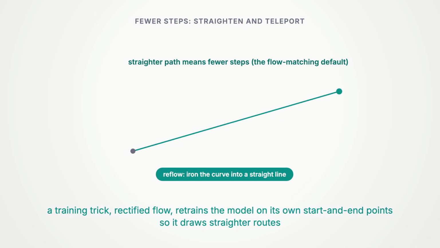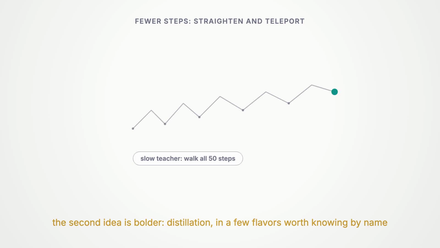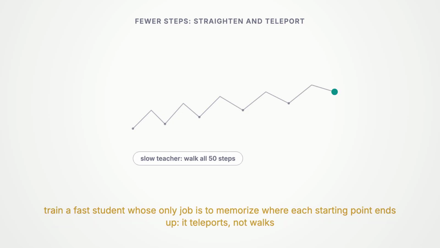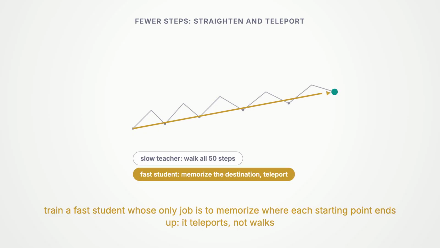The second idea is even bolder: distillation, and it comes in a few flavors worth knowing by name. Take a slow, excellent model that walks the full 50 steps, and train a fast student model whose only job is to memorize where each starting point ends up. The student does not learn to walk the path. It learns the destination, so it can teleport straight there in one jump. Walk versus teleport.